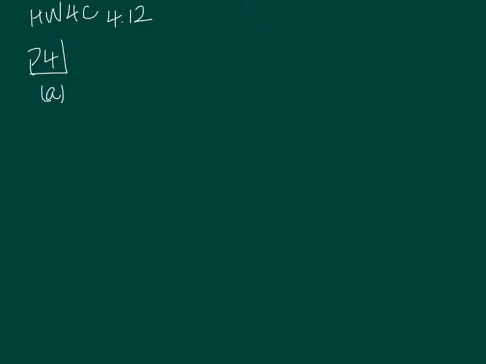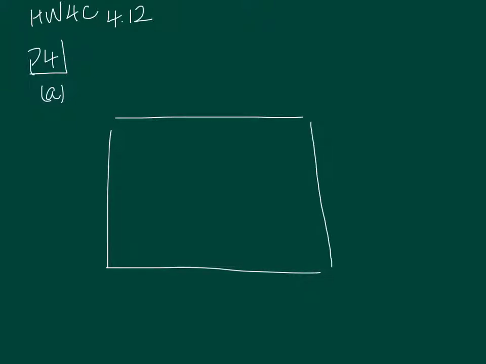Homework packet 4C, lesson 4.12. Part A, we have a rectangle, and we have another rectangle inside, and we have diagonals, and the top right corner vertex of both is on the diagonal from left bottom to right up.